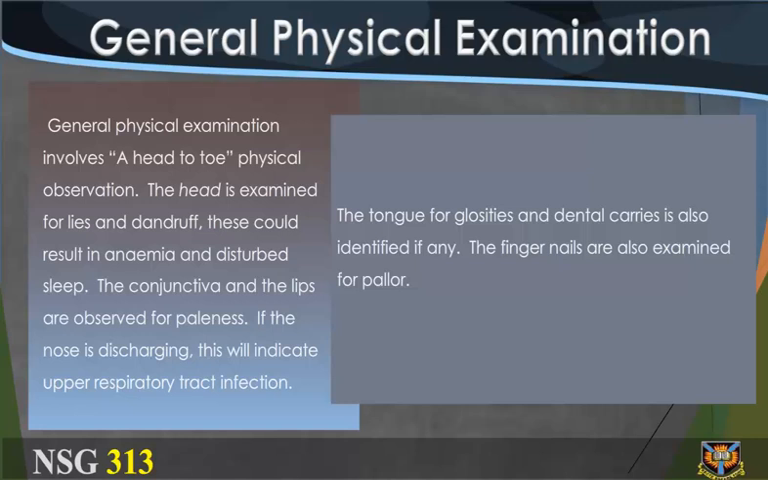General physical examination. General physical examination involves a head-to-toe physical observation. The head is examined for lice and dandruff. This could result in anemia and disturb sleep. The conjunctiva and the lips are observed for paleness. If the nose is discharging, this will indicate upper respiratory tract infection. The tongue, gums and dental caries are also identified if any. The fingernails are also examined for pallor.